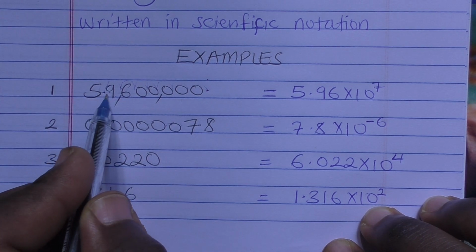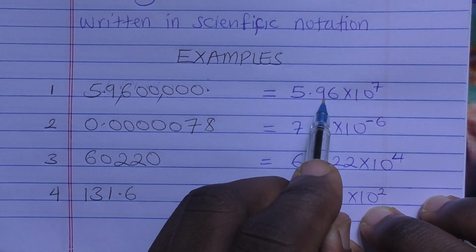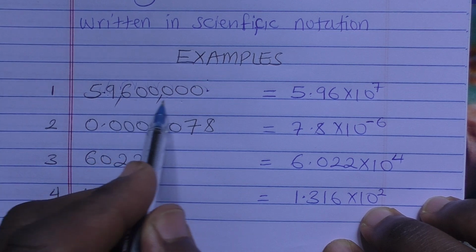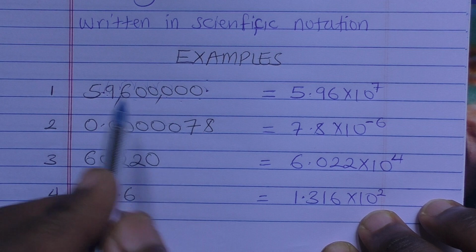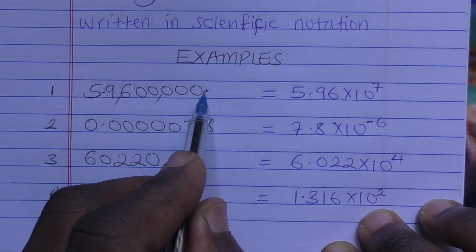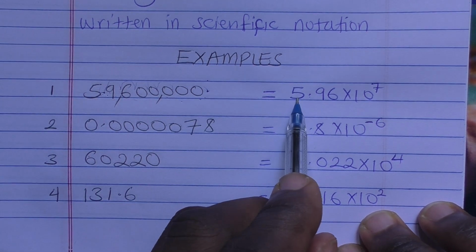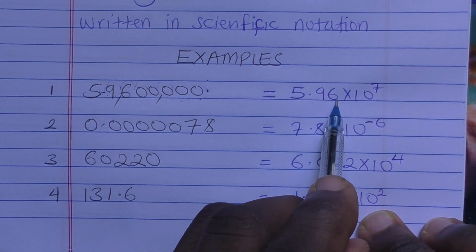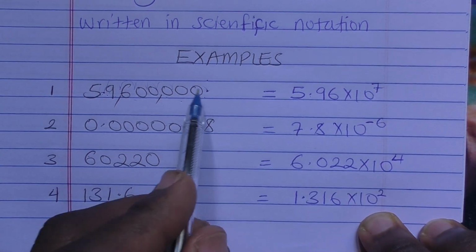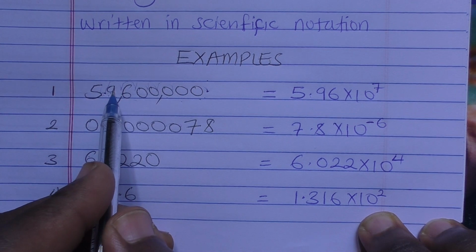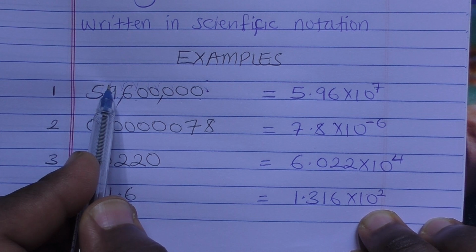And now we shall have our number written as 5.96. We are leaving out these zeros because they are meaningless after the point when we move the point. And therefore we shall write 5.96 times 10 power 7. The power indicates the number of steps you have moved. And if you are moving from right to left, it is positive.